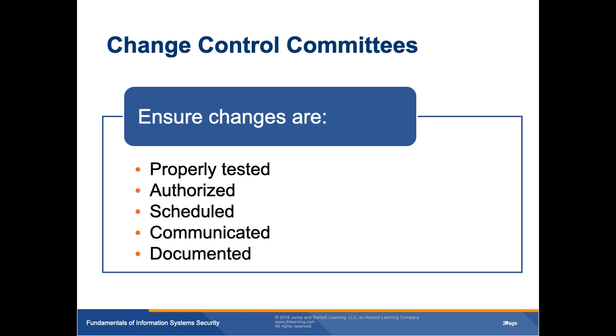Change control committees or boards ensure changes are properly tested, authorized, scheduled, communicated, and documented. So regardless of whether it's reactive or proactive, it should go through a change committee process, or at least some change process to determine if it's a low, medium, or high change, and then depending on the type of change, it depends on how many approvals it needs: just the committee sign off, or does it even need leadership sign off?